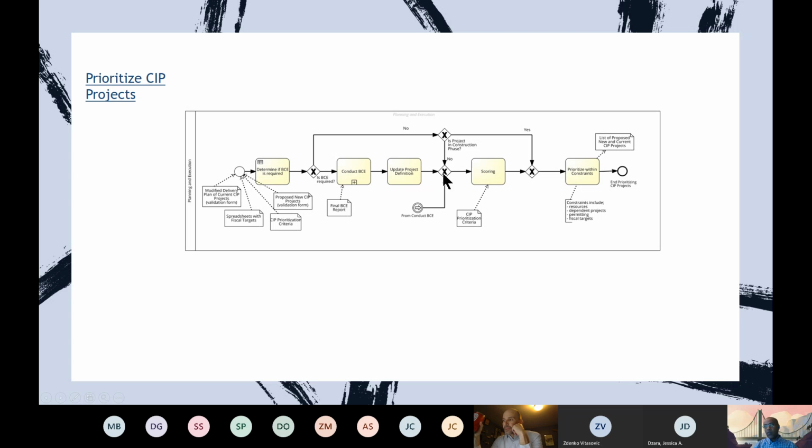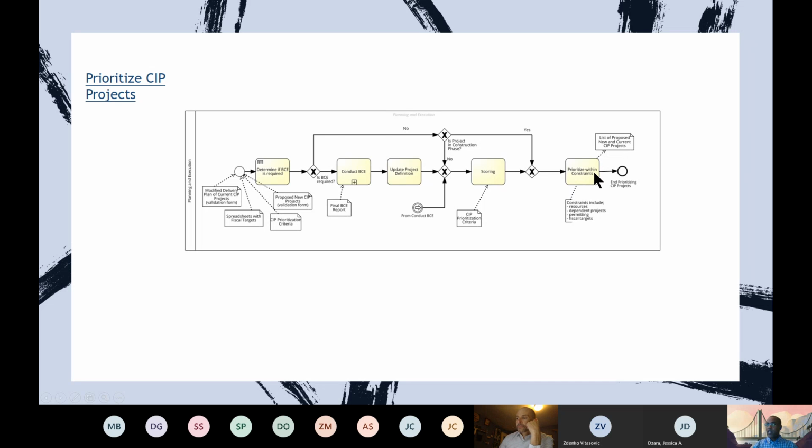Now, this line is the sequence for projects that need BCE to be done, and the other ones are those which don't need BCE. So at this stage also, if the project's already in construction phase, it doesn't need to come to this one because the funding has already been allocated. So if a project is not in construction, it comes this way, and then we'll score the CIP projects based on the CIP prioritization criteria.